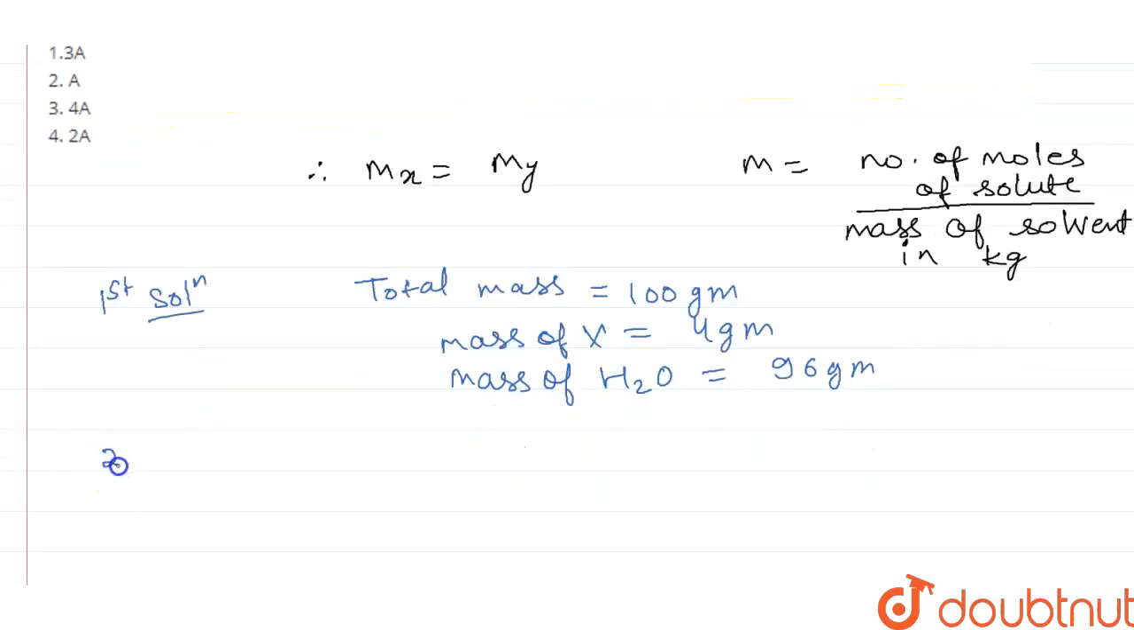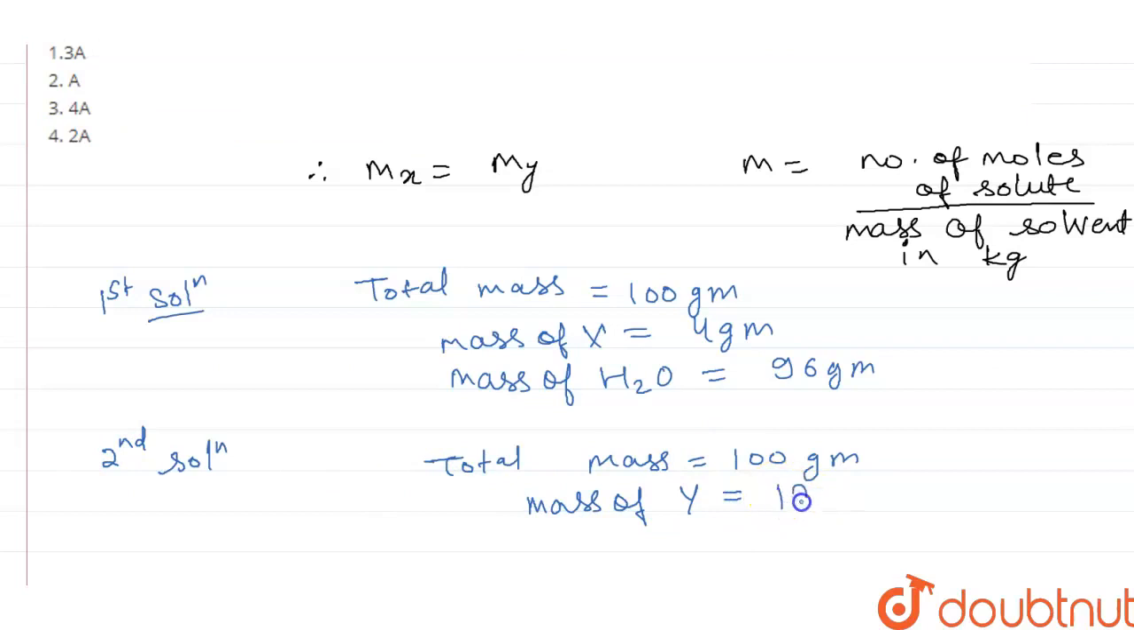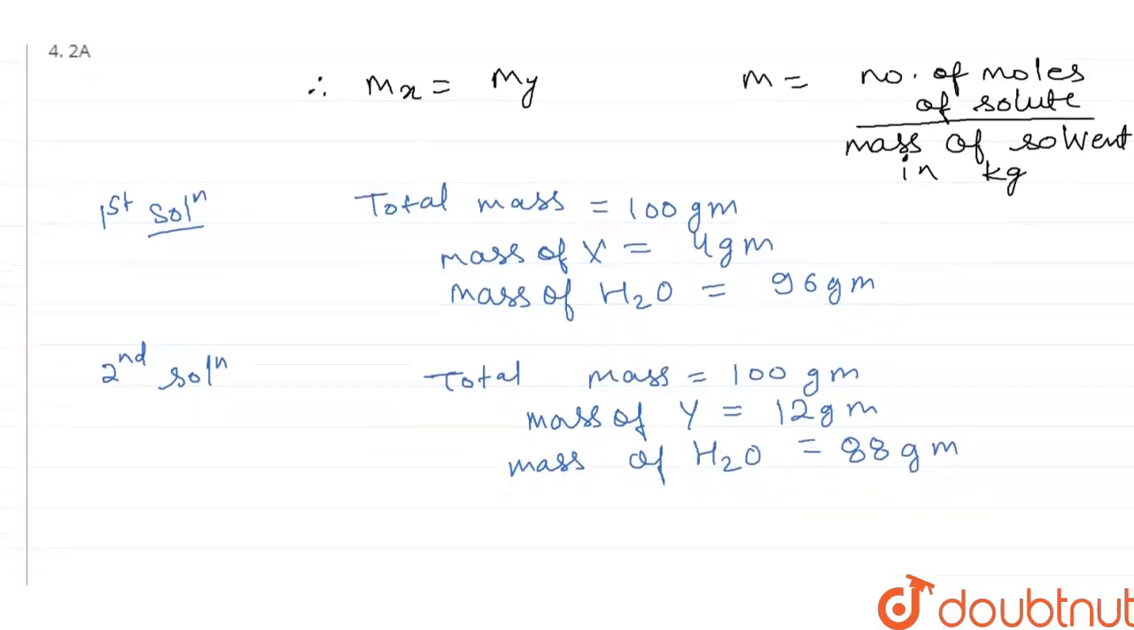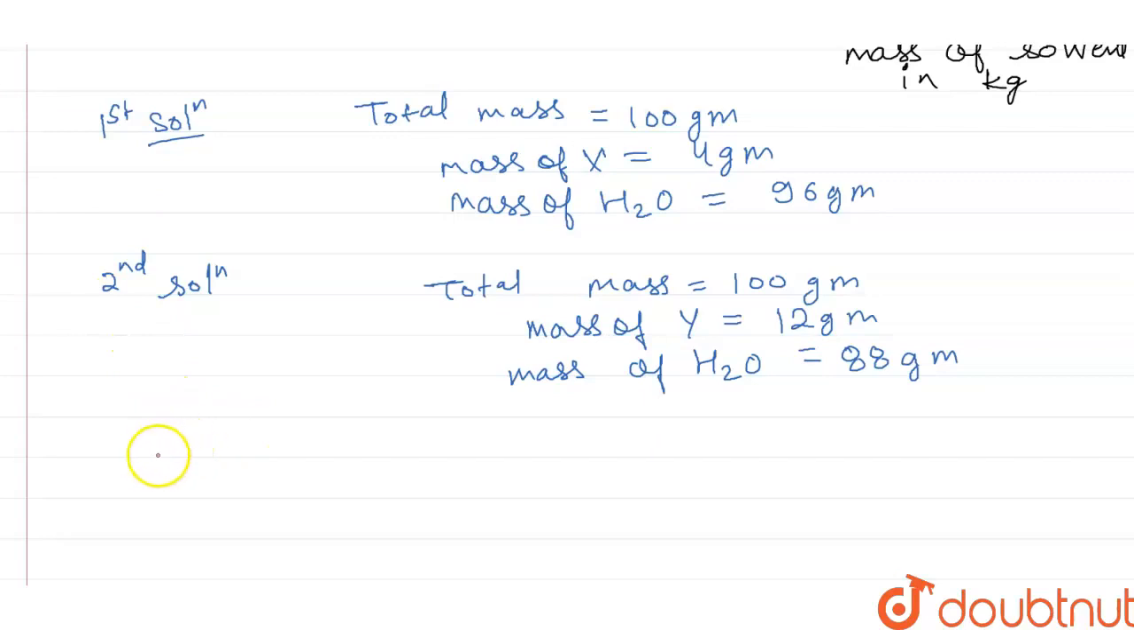And for the second solution, also the total mass is equal to 100 gram. So therefore, the mass of Y is equal to 12 gram because we have a 12% aqueous solution of Y, and the mass of water is equal to 88 gram. So now we can calculate the molality of X and Y.